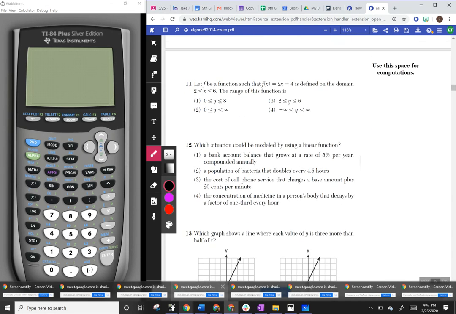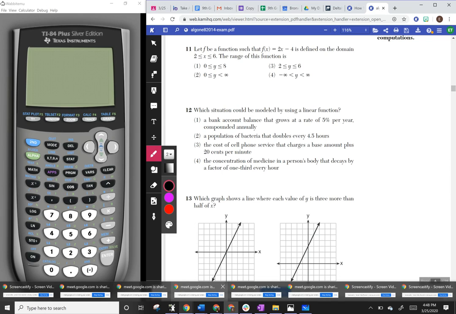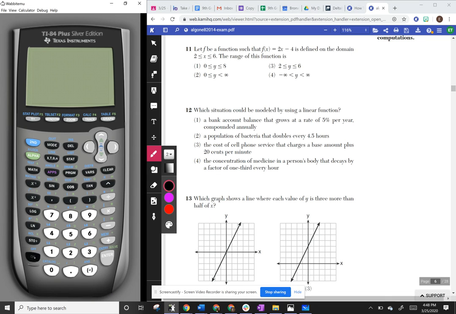All right, question 11. Let f be a function such that f of x equals 2x minus 4, and it's defined on the domain 2 is less than or equal to x, which is less than or equal to 6. The range of this function is what? We can put this in our graphing calculator just to get an idea of what this is going to look like. So we put in 2x minus 4. Let's look at this graph. Okay, so this is a straight line, right? It's going to increase forever. So it's always only increasing or going up.